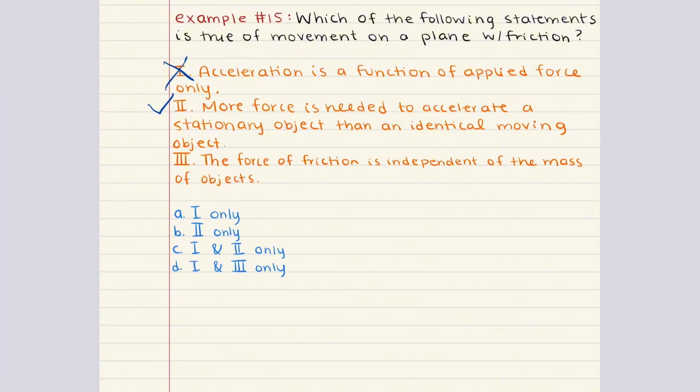Statement 3 says the force of friction is independent of the mass of objects. This statement is incorrect because the force of friction depends on the normal force, which is proportional to the mass of the object. The greater the mass, the greater the normal force, and consequently, the greater the friction force. So statement 3 is incorrect. The only statement which is true is statement 2. So the correct answer for problem 15 is answer choice B.